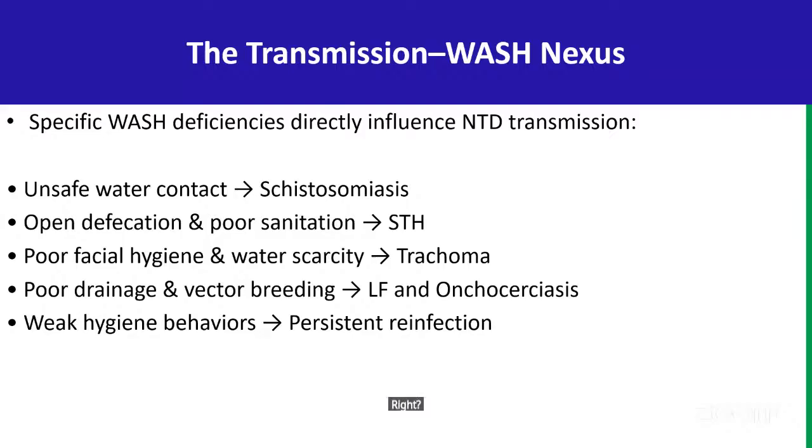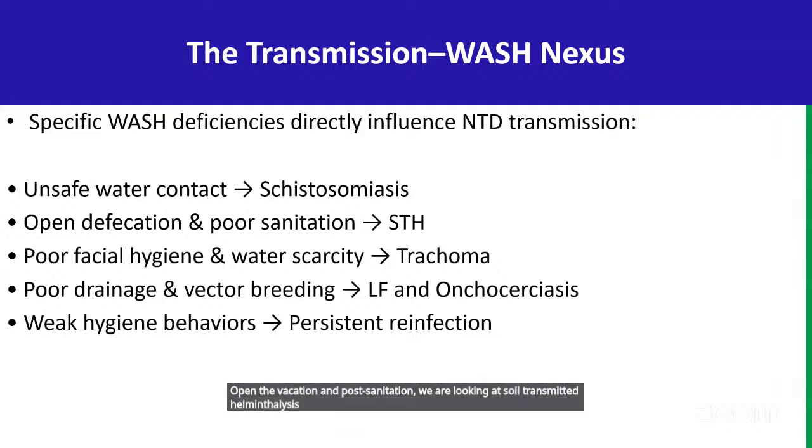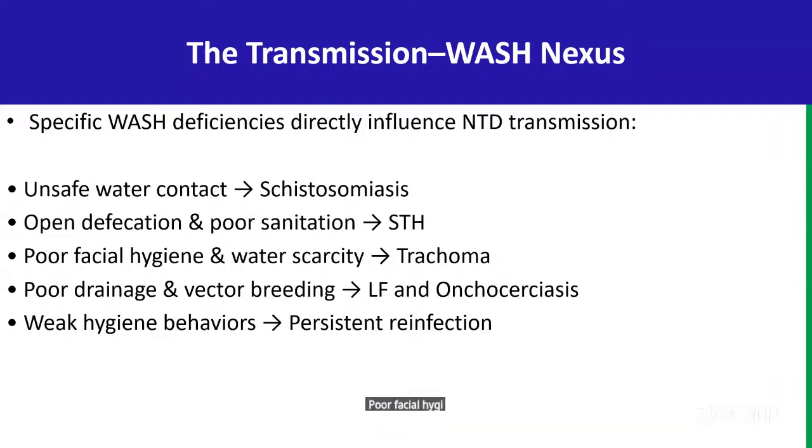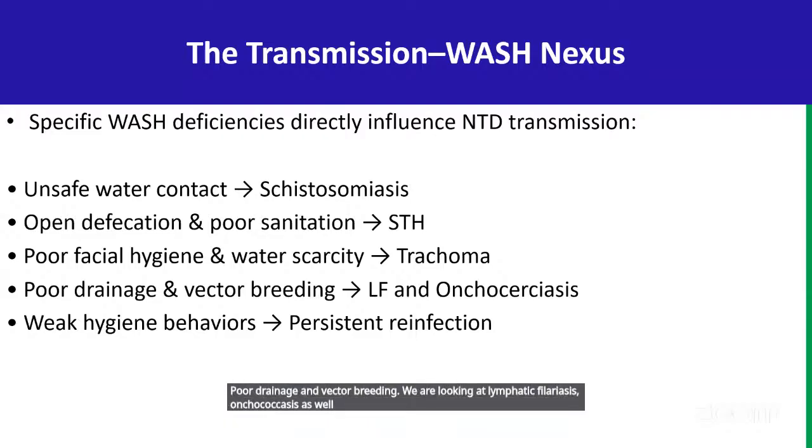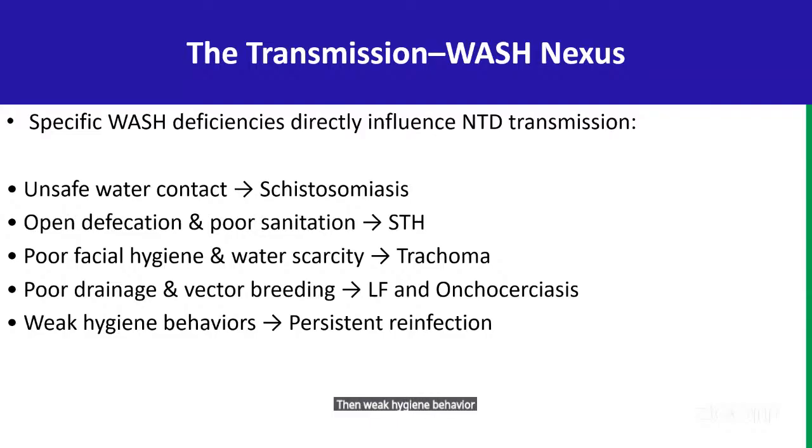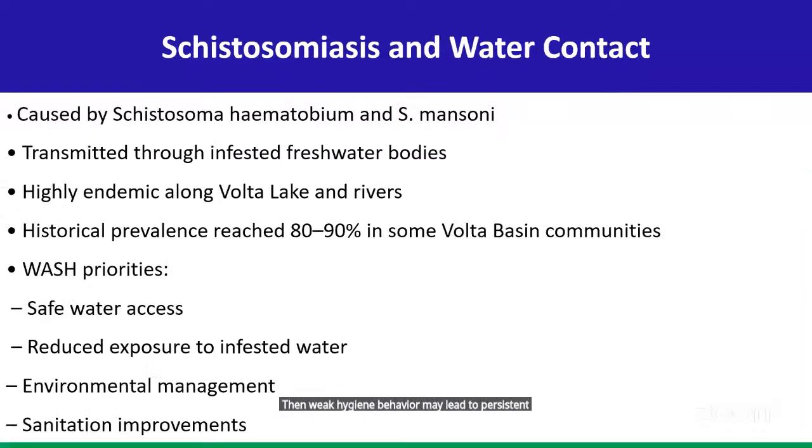Now let's look at the transmission here, the WASH nexus, the connections, right? When there is unsafe water contact, we are looking at schistosomiasis. Open defecation and poor sanitation: we are looking at soil-transmitted helminthiasis. Poor facial hygiene and water scarcity: we are looking at trachoma. Poor drainage and vector breeding: we are looking at lymphatic filariasis, onchocerciasis as well. Then weak hygiene behavior may lead to persistent reinfection.